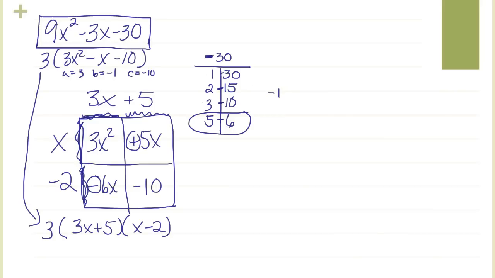Now we bring in that 3. So not till the very end. It is one of the factors, but we already factored it out. We don't need to do anything more till the end.